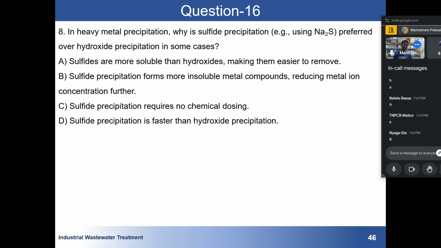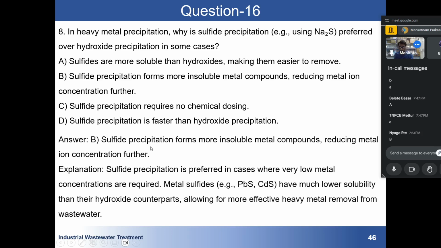Anyone? B. Sulfide forms more insoluble metal compounds, reducing metal ions. Yes, I think this is the correct answer. Let me see. Yes, B is the correct answer. Sulfide precipitation is preferred in cases where very low metal concentrations are required. Metal sulfides such as lead sulfide and cadmium sulfide have much lower solubility than their hydroxide counterparts, allowing more effective heavy metal removal from wastewater. I hope everyone got this. Simply, it forms very stable and insoluble metal compounds.